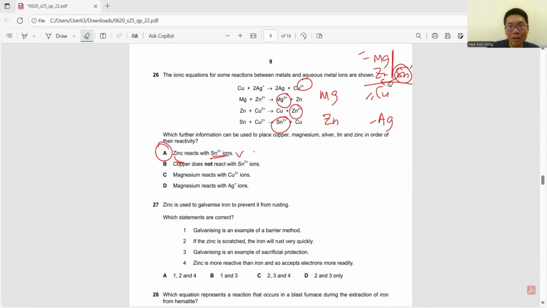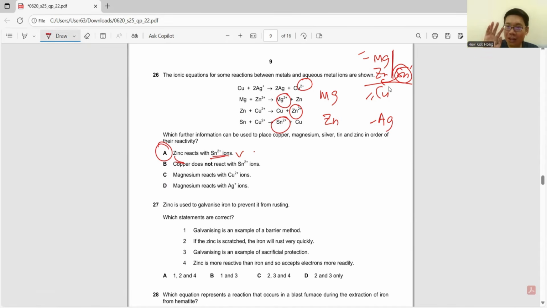27. Zinc is used to galvanize iron to prevent it from rusting. Which statements are correct? First, galvanizing is an example of the barrier method. Yes, it's coated on the outside, so it prevents iron from direct contact with water and oxygen. If the zinc is scratched, the iron will rust very quickly. No, because first, it acts as a barrier, but even if this barrier is removed, it can still act as sacrificial protection because zinc is more reactive. That's why it will oxidize instead of iron.